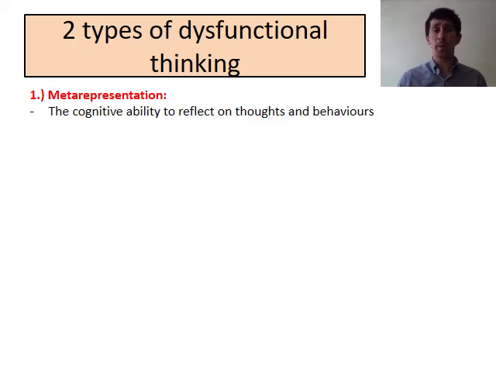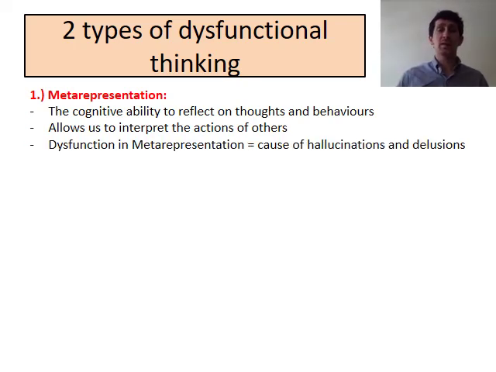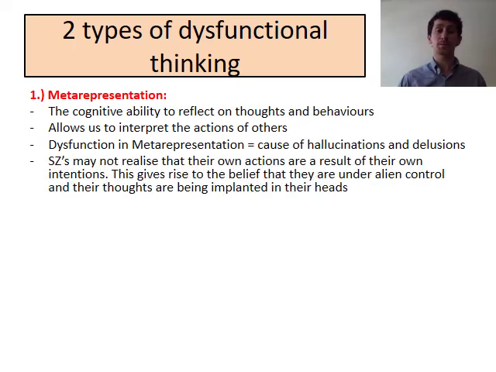Meta-representation occurs in all people, and it's basically our ability to reflect on our thoughts and feelings and behaviours, and also our ability to interpret the actions of others. So we see someone doing something, when we're interpreting that information, that is called meta-representation. And also, when we start thinking about why we did something, we know it's a product of our own thoughts. That is meta-representation. In schizophrenics, there might be dysfunction in their meta-representation, and that's what can result in those positive symptoms of hallucinations and delusions.